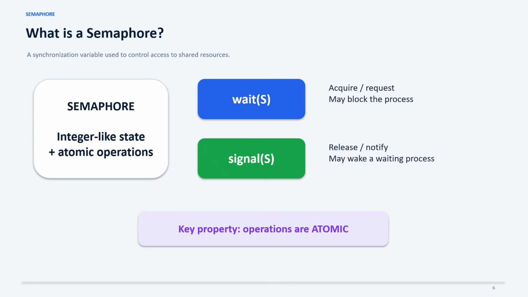The wait operation attempts to acquire the resource. The signal operation releases the resource or indicates that the resource is available again. An important word here is atomic. An atomic operation is completed as one individual operation. Another process cannot interfere halfway through a semaphore operation.